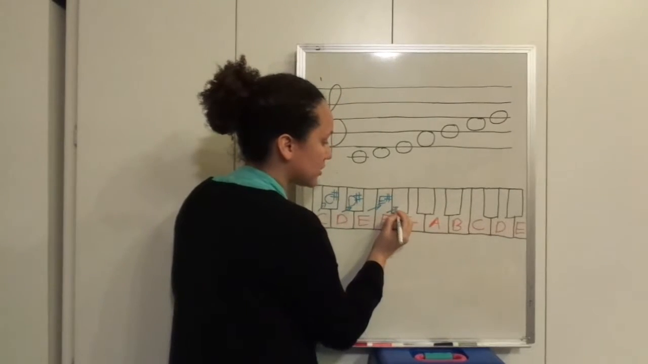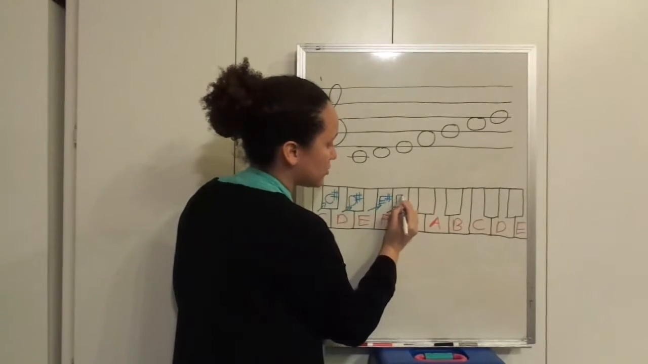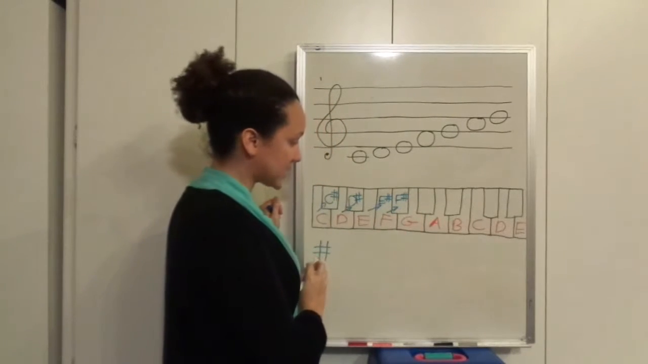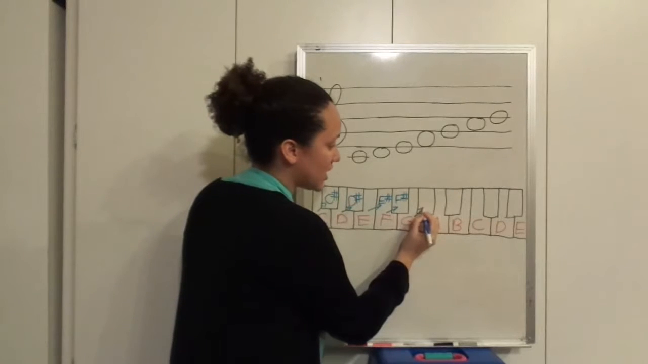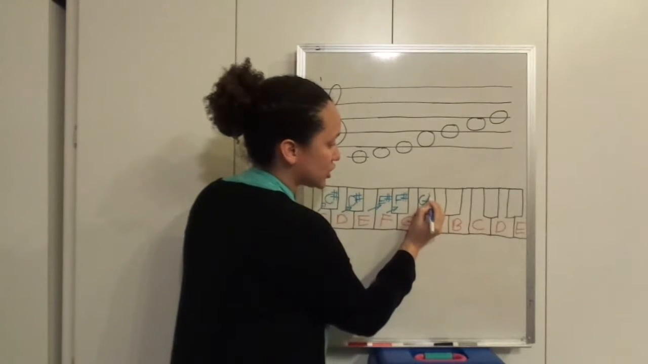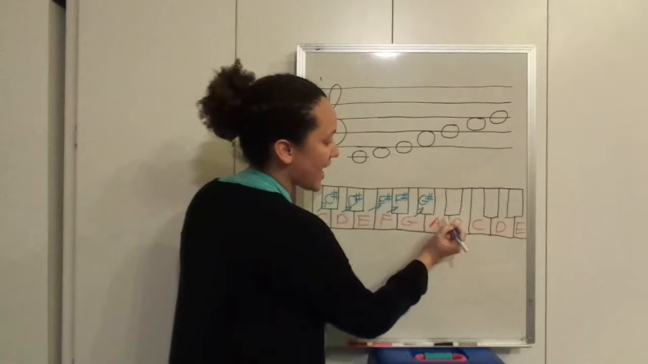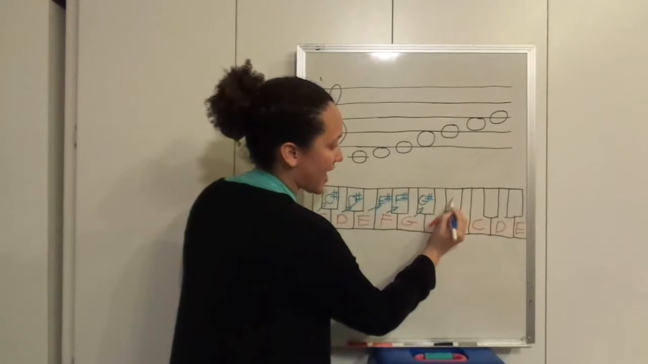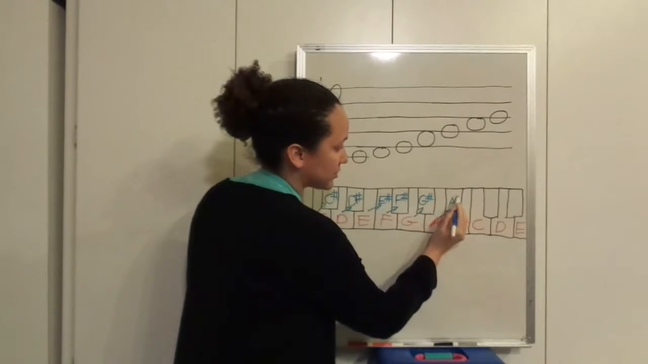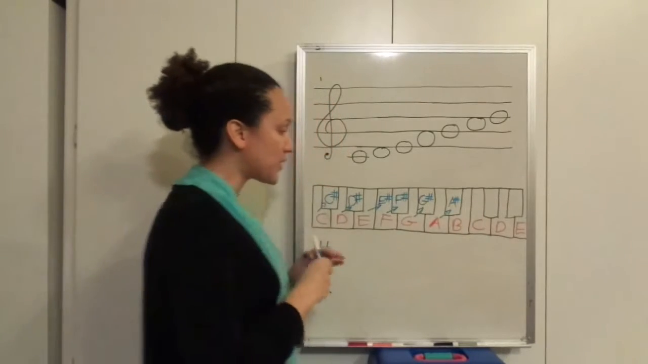F, ascending, or moved up to F sharp. We have to add in the little tic-tac-toe symbol. G, up to G sharp. A, up to A sharp. Now let's hear what that sounds like.